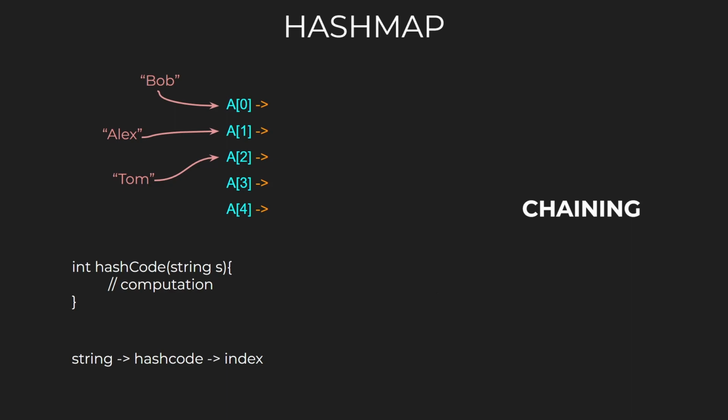Now, chaining is very simple. It's just whenever there is a collision on a certain index, we will just create a linked list on that index and insert the key/value pair in the linked list. If you don't know what a linked list is yet, I have a tutorial on how it works and you can check it out and then come back to this video.